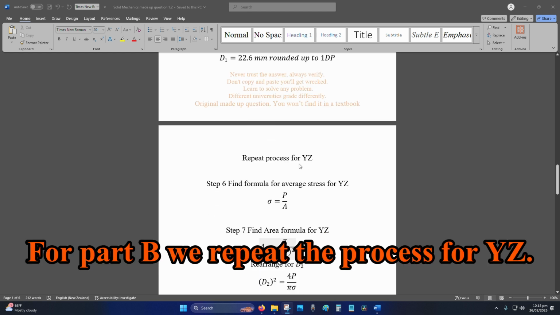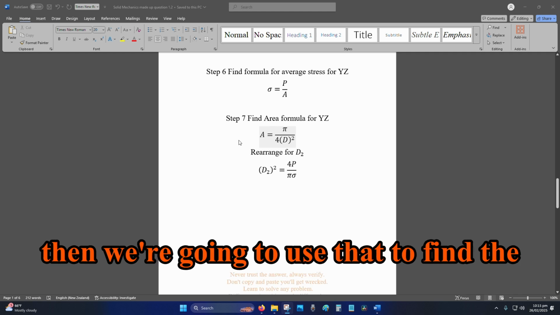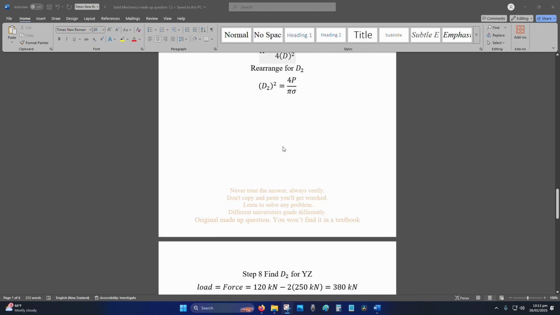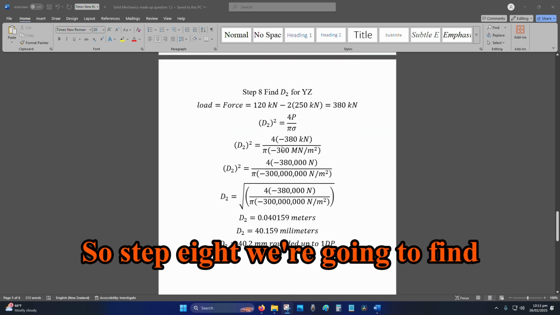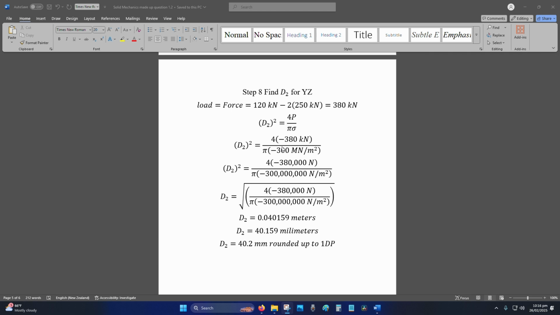For part B, we repeat the process for YZ. So we found the formula for stress, and then we're going to use that to find the area, and then we're going to rearrange for the diameter squared. Okay, so step 8, we're going to find diameter 2 for YZ.